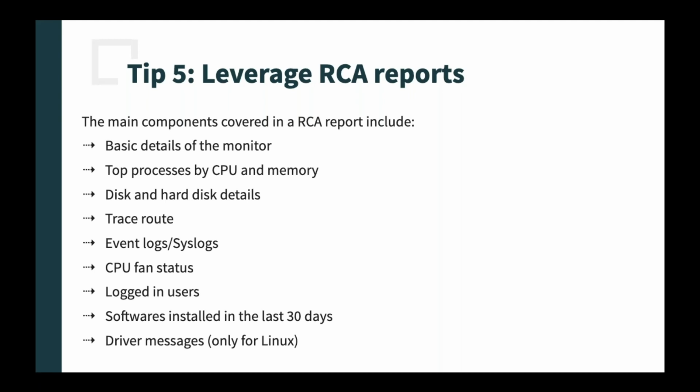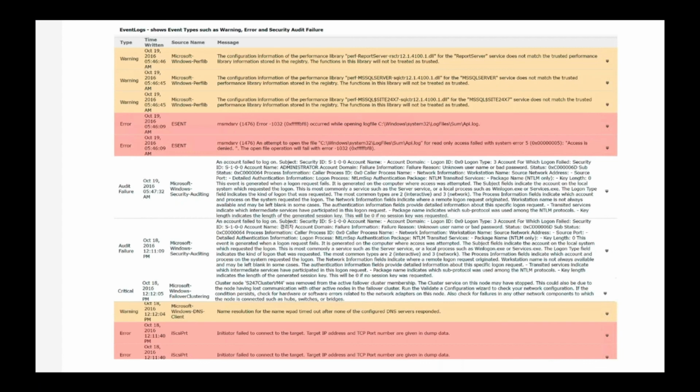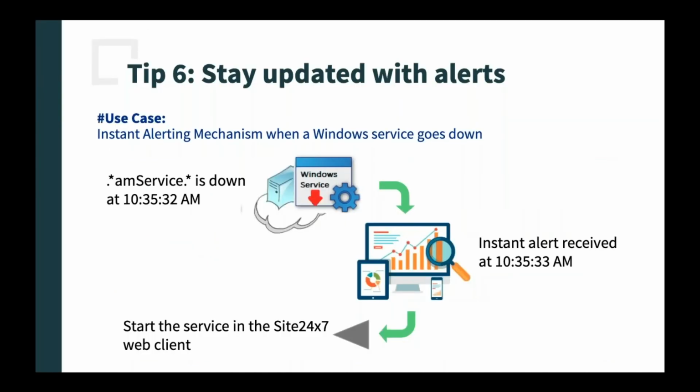The next slide shows an example of how the event logs will look in an RCA report that is sent to the server admin during a downtime. Using this information in this event log and other RCA metrics, server admins can easily decode the issue and resolve it.